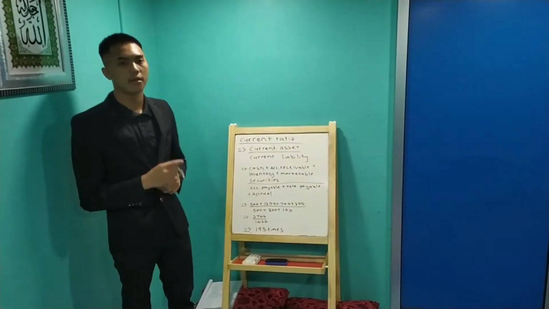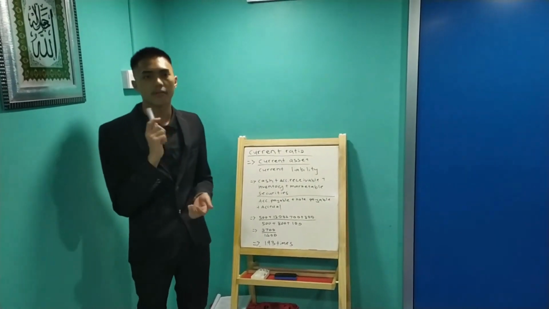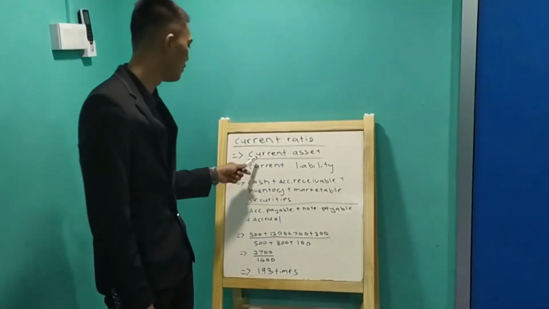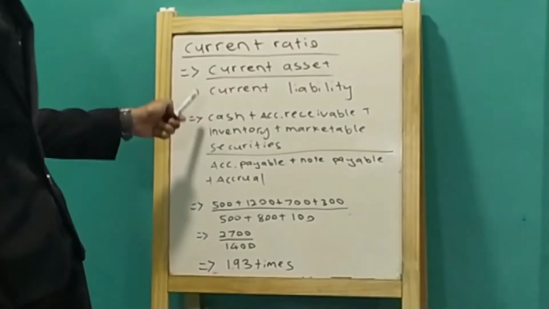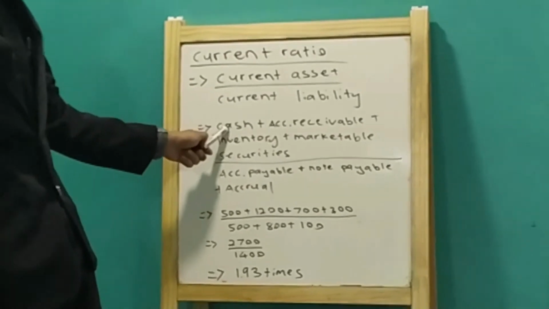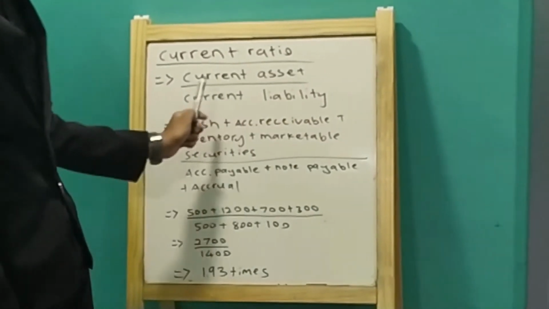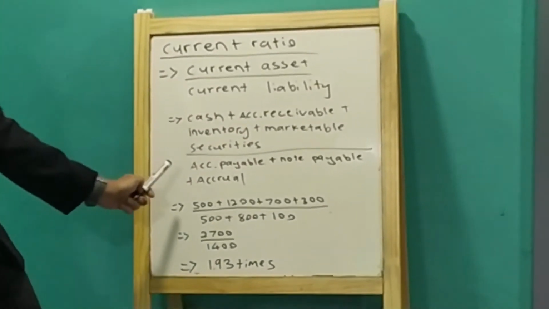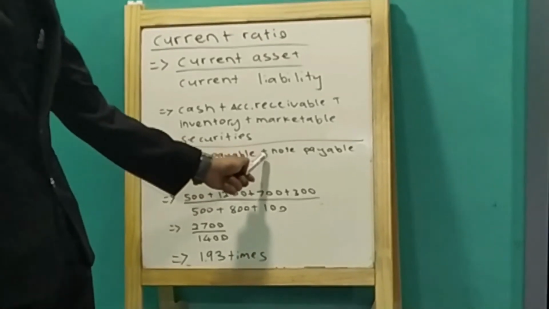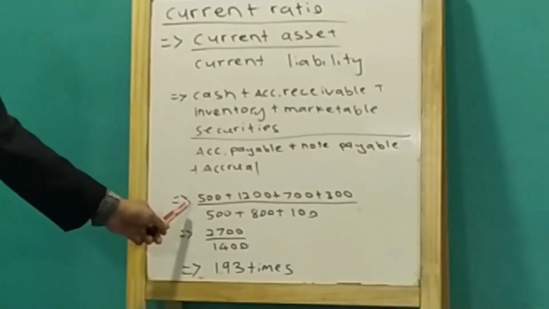Okay, based on the question March 2016, if we want to find the current ratio, we have to use current assets divided by current liabilities. For the first one, we use cash plus accounts receivable plus inventory plus marketable securities divided by accounts payable plus notes payable plus accruals. So, this is the answer.